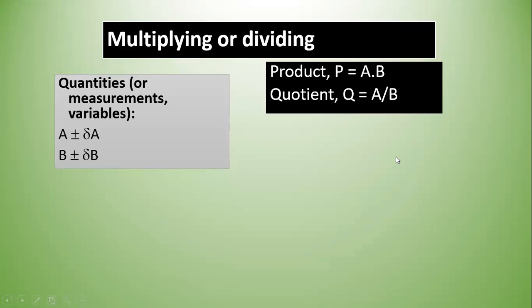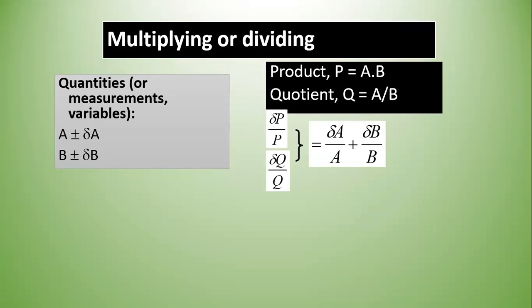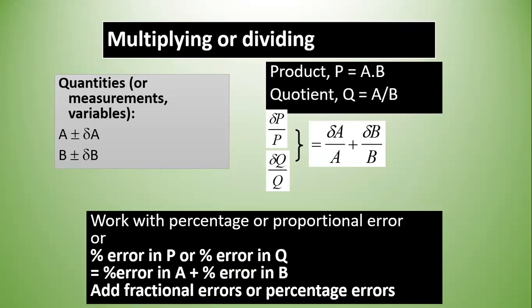Multiply or divide, same. For a product P or a quotient A divided by B, we work with proportional error, or fractional error: delta A over A plus delta B over B. Or we can multiply by 100 on the left-hand side and right-hand side. Then we can also say the percentage error in P or Q equals the percentage error in A plus the percentage error in B.